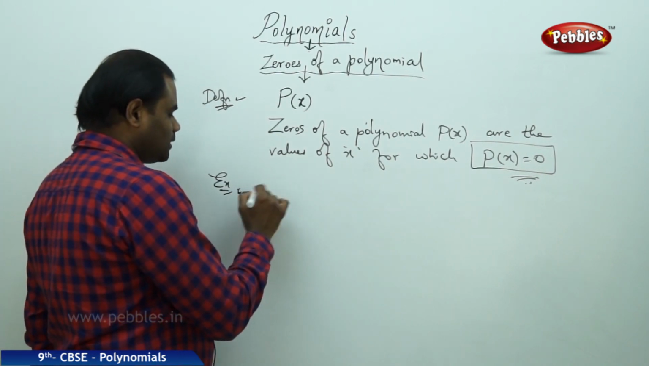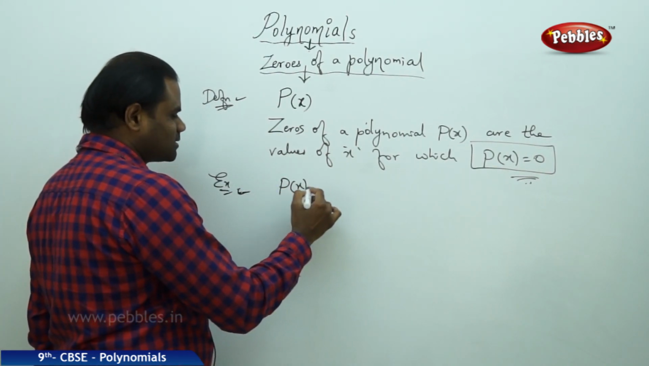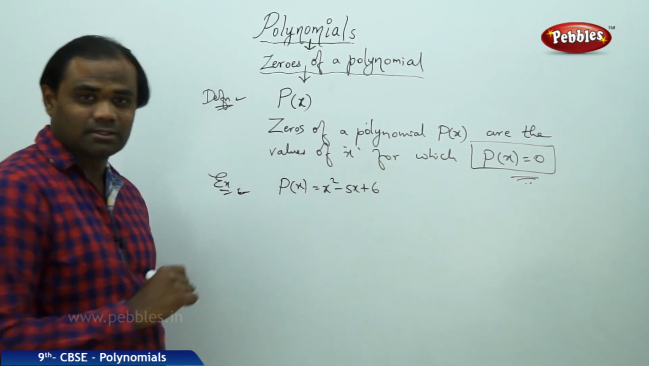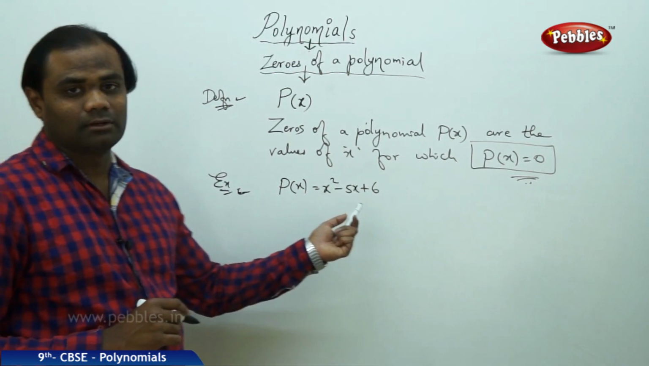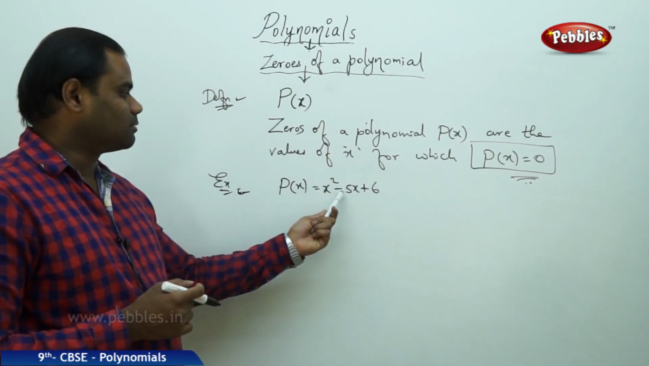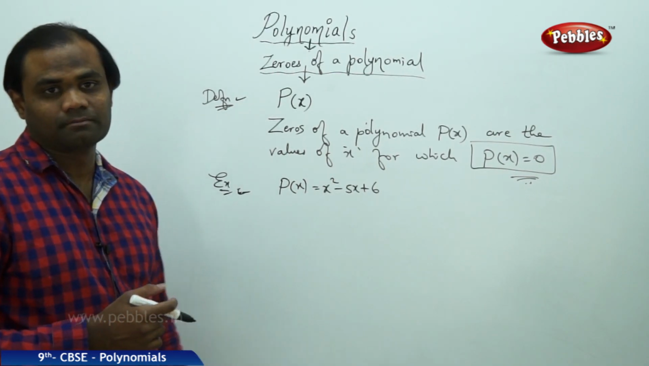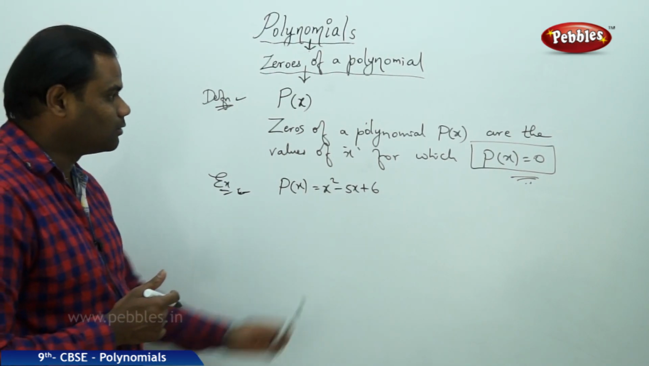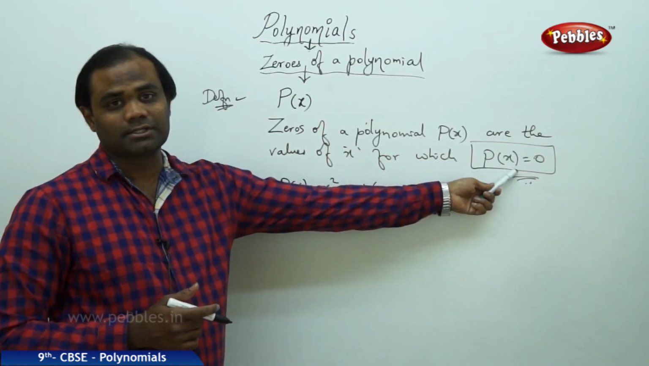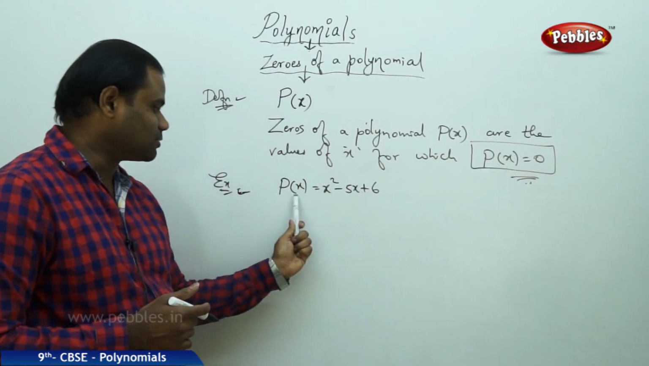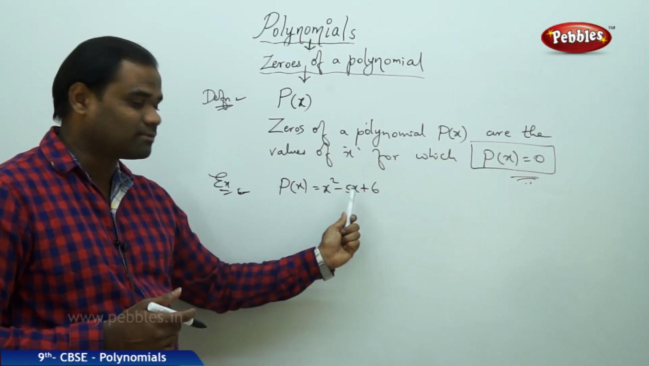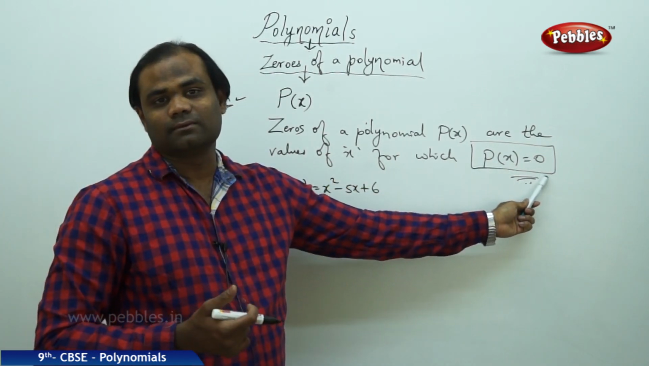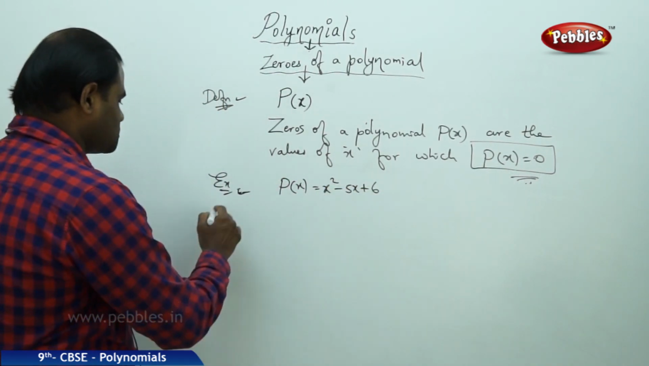For example, I have my polynomial P of x is x squared minus 5x plus 6. It's a quadratic polynomial or a trinomial, x squared minus 5x plus 6. Now, I want to find the zeros of this polynomial. Therefore, I go with this definition, which says that in order to find the zeros of this polynomial x squared minus 5x plus 6, I just take this equation and solve. So let's see how it is possible.